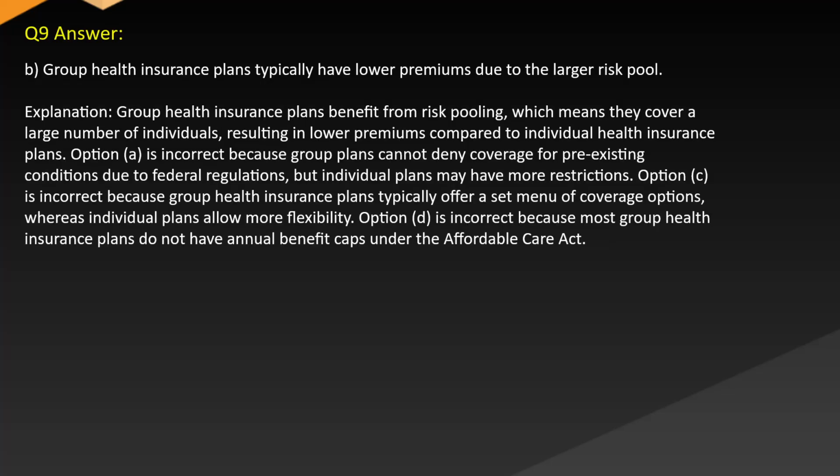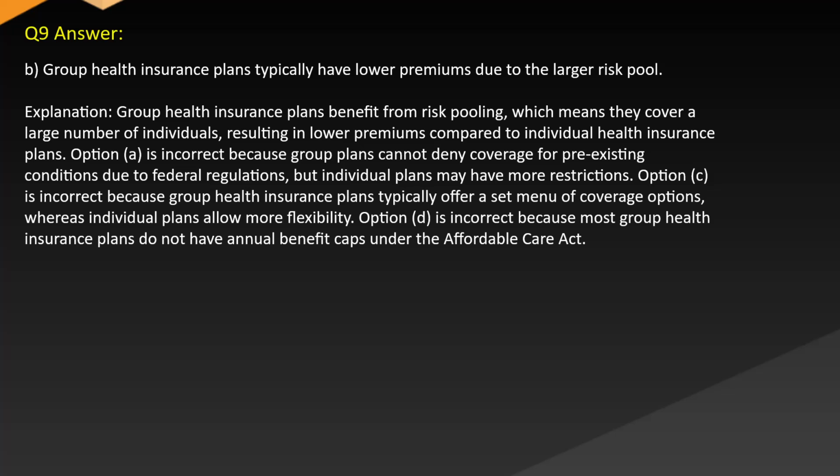Answer. B. Group health insurance plans typically have low premiums due to the larger risk pool. Explanation. Group health insurance plans benefit from risk pooling, which means they cover a large number of individuals, resulting in lower premiums compared to individual health insurance plans.